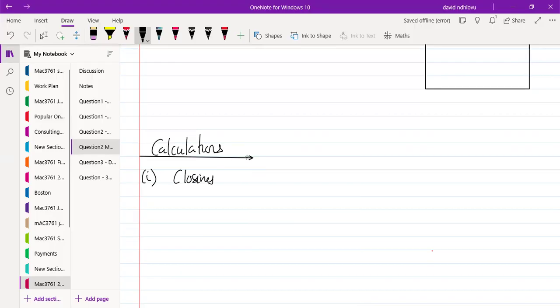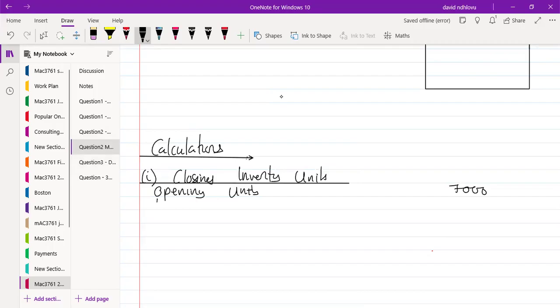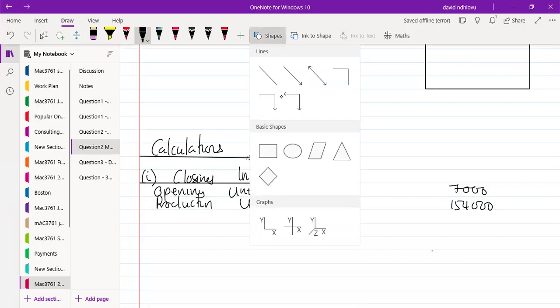The first thing that I want is the closing inventory units. How many units do I have in closing inventory? So before you calculate the value of closing inventory, you start here. You say opening inventory. How many units did you open with? 7,000 units. So that would have been our opening inventory. And then what was your production for the year? Right, then you say production units, 154,000. If you add these two together, you get 161,000.